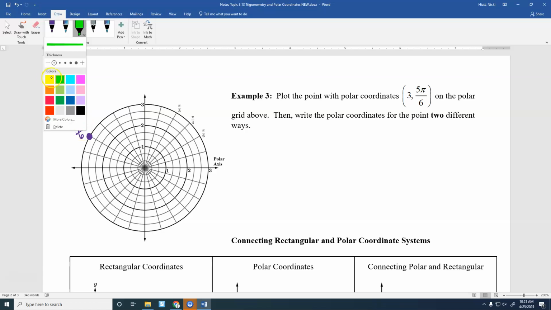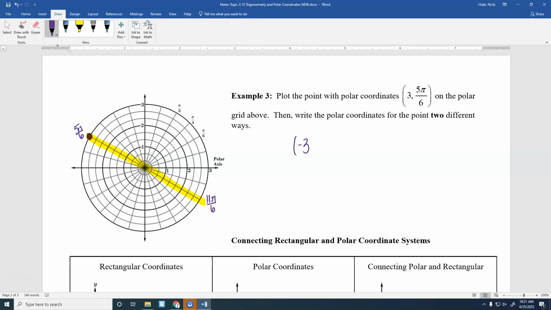Yes. Because if I take this line right here and I extend it out all the way across, it is across from 11 pi over 6 right here. So if I do negative 3, 11 pi over 6, that means I would be thinking about 11 pi over 6 here, but I go away from 11 pi over 6, so I'd go backwards 1, 2, 3, which would also get me to that same point. So you can use a negative radius.